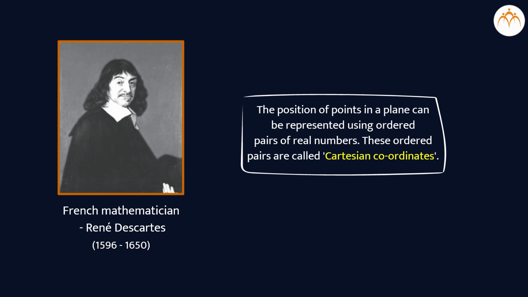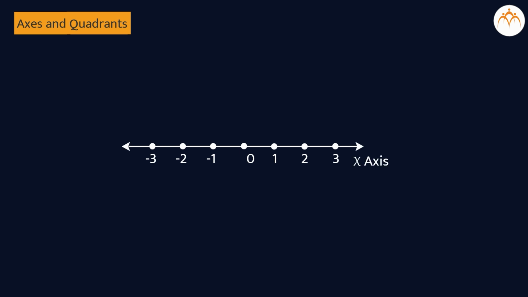Let us now understand how to determine the Cartesian coordinates of a point in the plane. Axes and quadrants. To specify the position of a point in a plane, a horizontal number line is drawn at a convenient position in the same plane. This number line is called the x-axis. From the point marked as 0 on the x-axis, draw a line perpendicular to the x-axis. This line is called the y-axis.